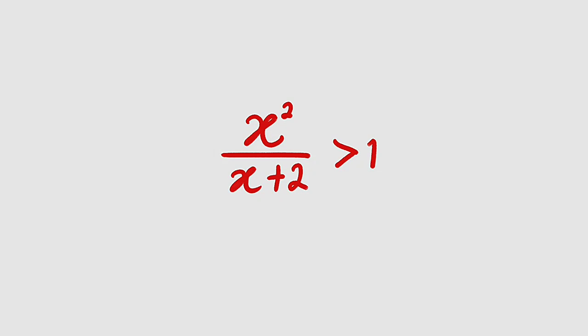Hello, good day viewers. In this tutorial I'm going to take my time to explain the wrong and the right way to solve rational inequalities. We have a problem here: x squared divided by x plus 2 greater than 1. Let's start with the wrong way.